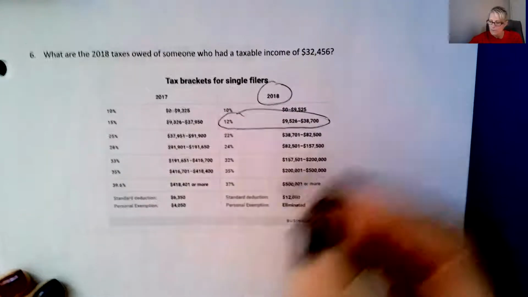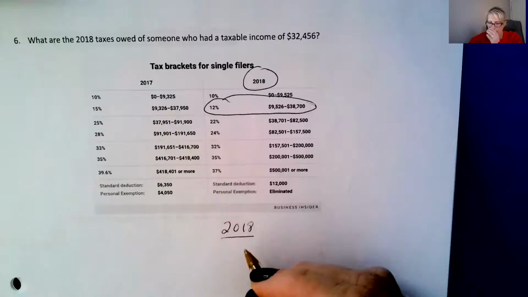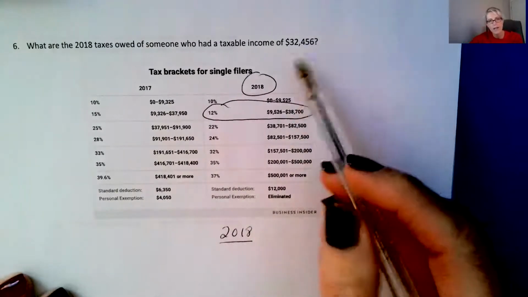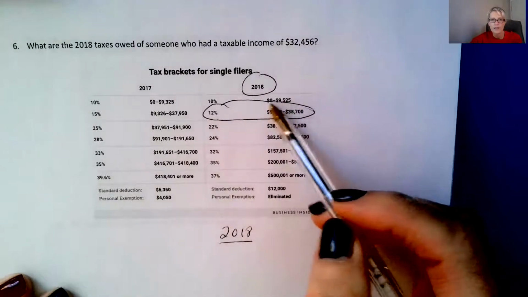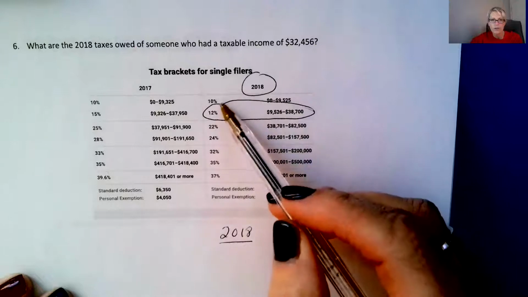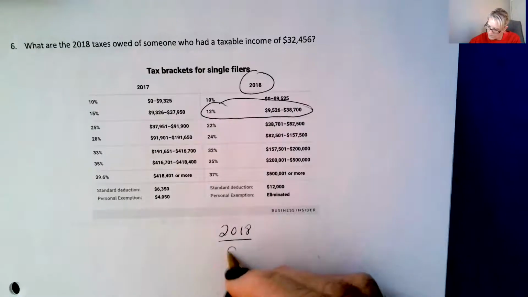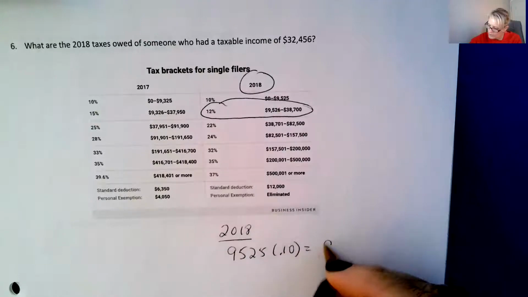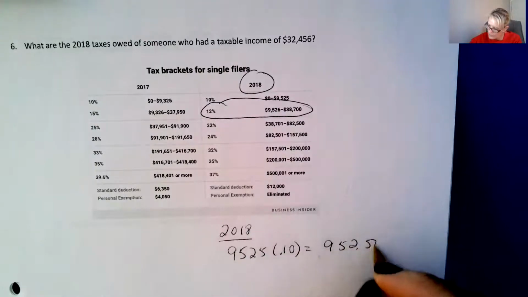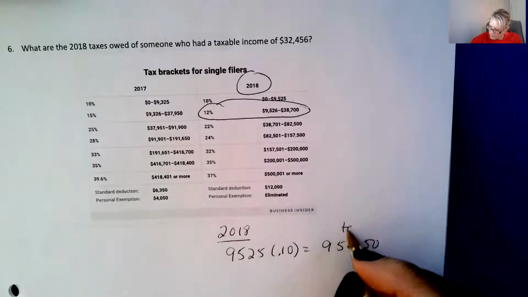Okay. So 2018. So that means we're not going to charge them tax on the entire income at 12%. It means the first $9,525, we're going to only pay 10%. 9,525, we're paying 10%. So that's going to be $952.50. This is going to be our tax we're going to calculate.